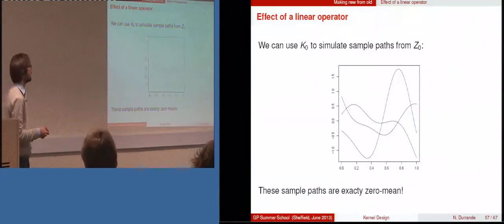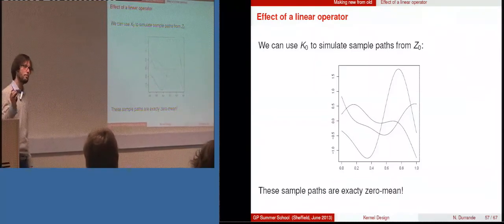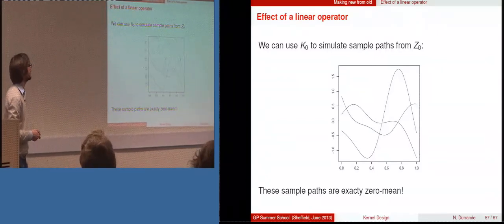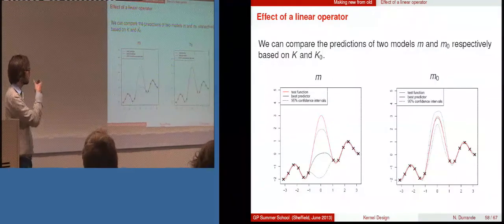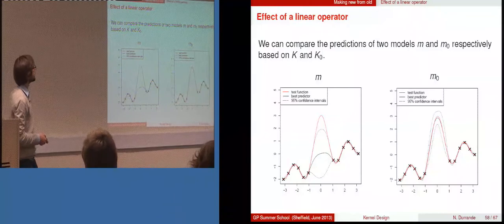If you compute the mean of these sample paths, all the means will be exactly 0. So we are putting here the information we want in the prior just by specifying the appropriate kernel. And now we can also use this kernel to build some more models.